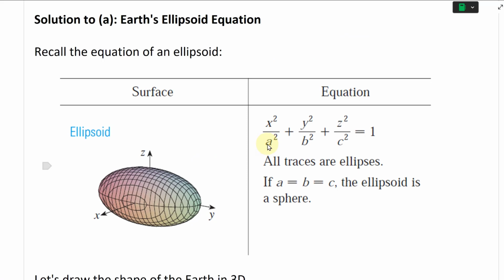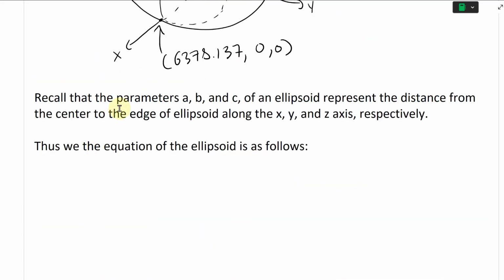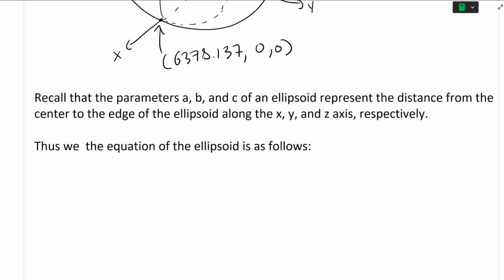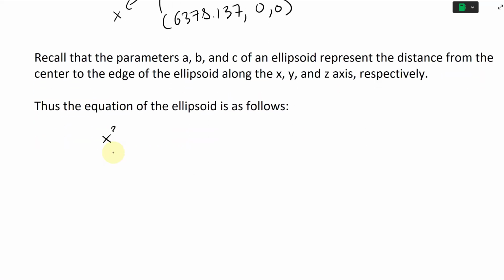And now to plug these in, because we know these values, just throw that in there. So this one will be C, and this A and B are the same. So recall that the parameters A, B, and C of an ellipsoid represent the distance from the center to the edge of the ellipsoid along the x, y, and z axis, respectively. Thus we have the equation of the ellipsoid.